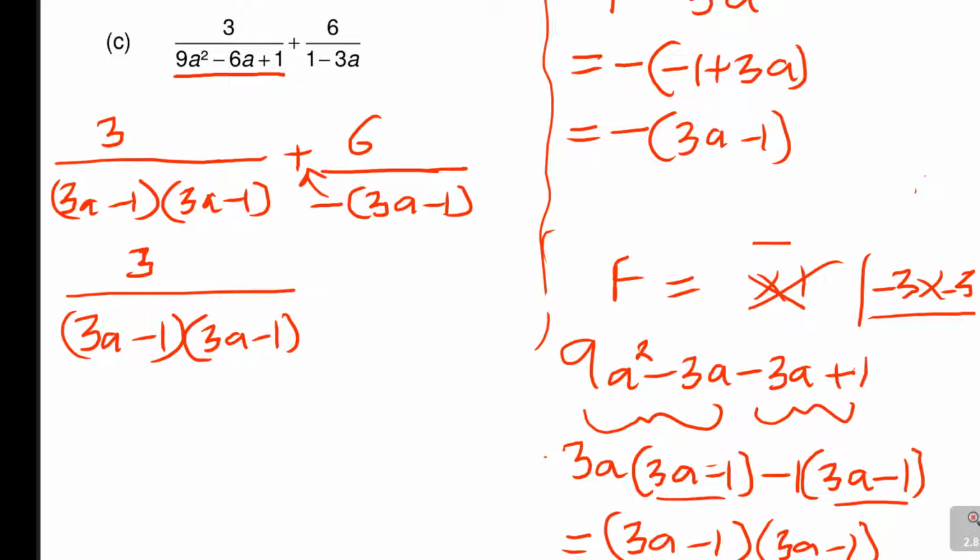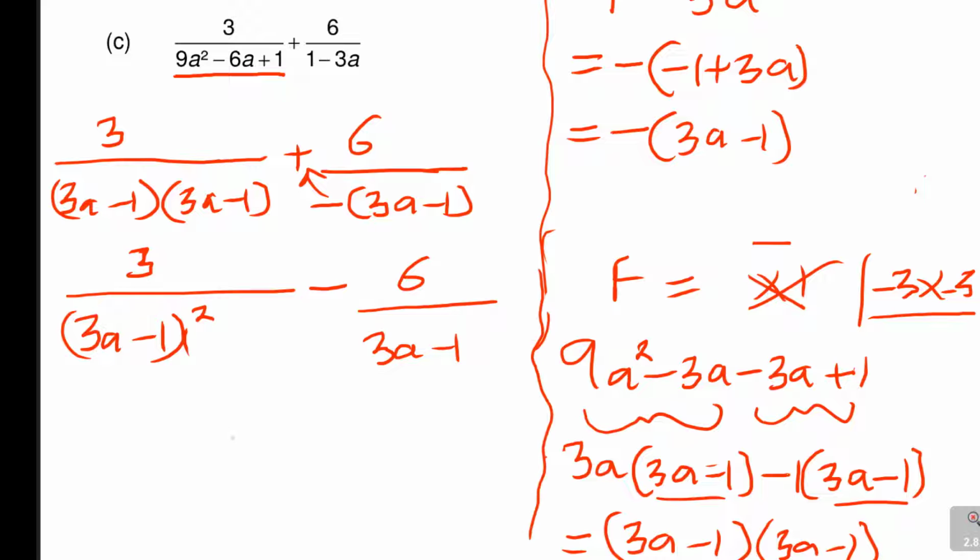So you're allowed now to use a squared here, because we can see that everything is (3a minus 1) squared, minus 6 over 3a minus 1. You see that? You can use squared. So the common denominator then becomes (3a minus 1) squared. You see this? Because you take the highest power all over.